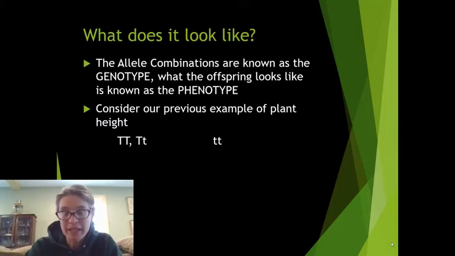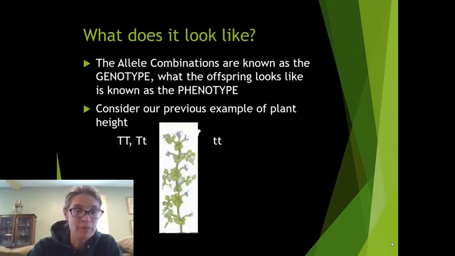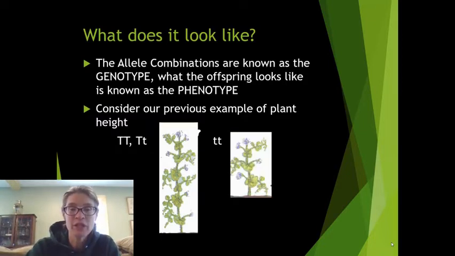So big T, or big T, little t, you'll notice that they both have the big T or the capital T. So it is going to show up as the dominant form, which is tall. The other example is little t, and little t. These are both lowercase, which means that you have both of the recessive, so the plant is going to be short. So this is what it looks like on the outside. So genotype are the genes, phenotype is the appearance.